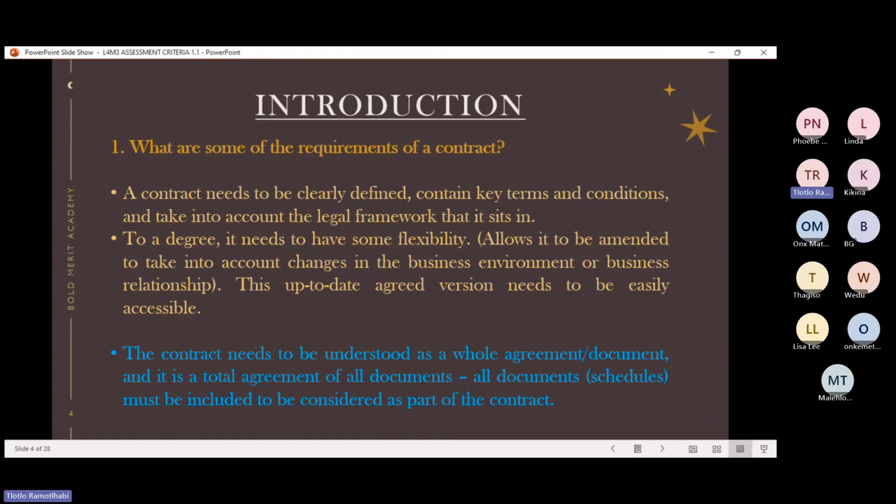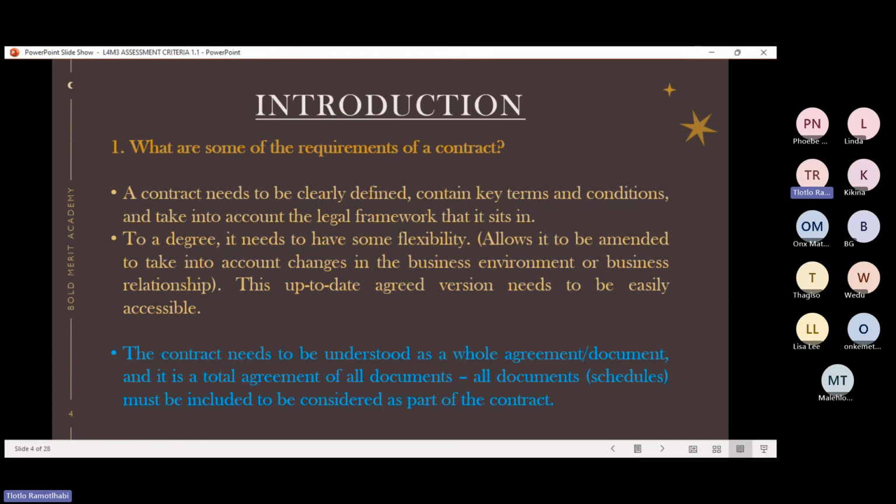To a degree, it needs to have some flexibility. A contract should allow parties to change it when there is a need for them to. And this one is very common in construction. You would hardly give a contractor some work and then they complete on time. Most of the suppliers in construction always delay. And then at the end, you might need to increase the duration of the contract.